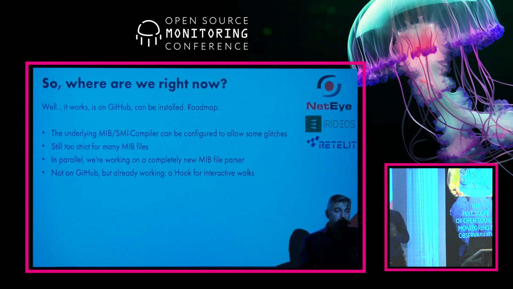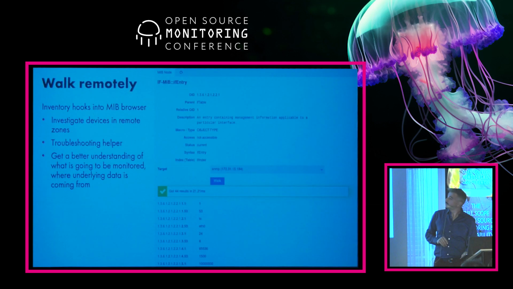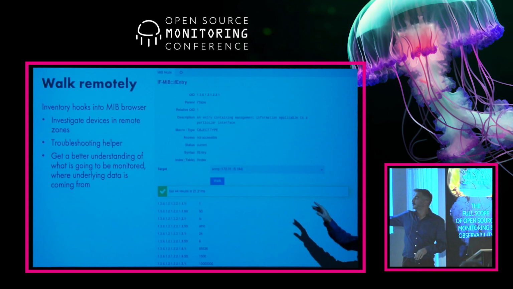So it works. It is on GitHub. Currently, it's in my personal namespace, going somewhere else later on. And the roadmap for this one is I want to replace the MIB parser we have right now. And what I didn't show, I don't even know if I have a screenshot. Yeah, I have one. There's a nice hook in there.